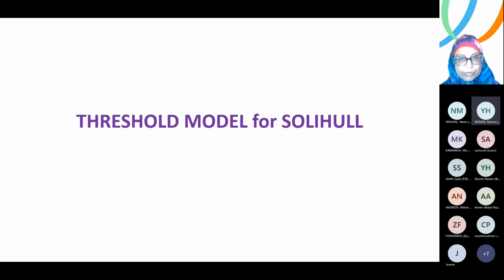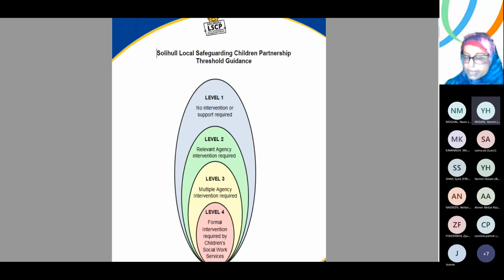So in Solihull, again, they've got their own threshold model. They call it the threshold guidance. And again, it's got 4, not layers, but levels.